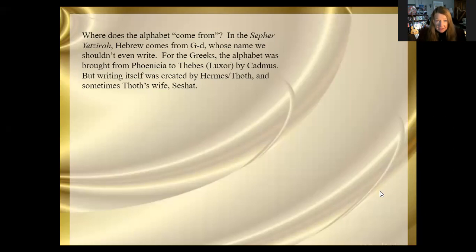I'm going to share my screen here. And something else that we might think about then is where alphabets come from. We at least might think about that in studying the hieroglyphic monad, because it is, if nothing else, an inquiry into origins, the symbolic creation, ending, and rebirth of the world. So we know that in the Sefer Yetzirah, Hebrew comes from God.